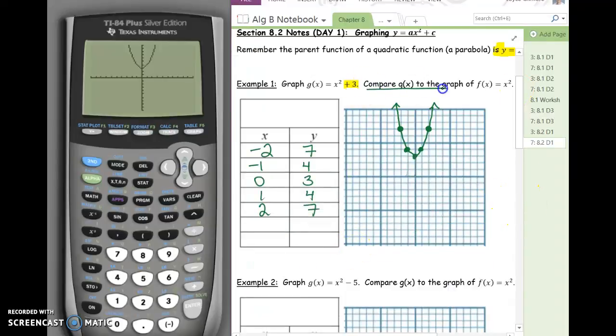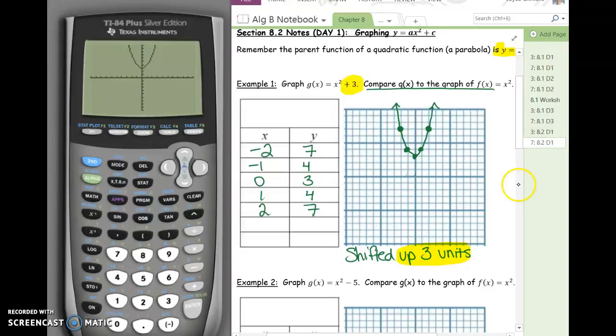When we compare it to the parent function, we would say that it shifted up 3 units. And I really want you to notice up 3 units, and in the equation, it said x squared plus 3. So I want you to make the connection between that plus 3 in the equation and the fact that the graph shifted up 3 units.